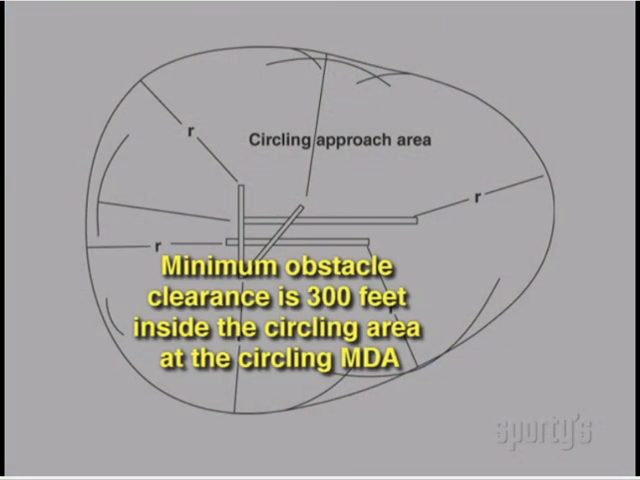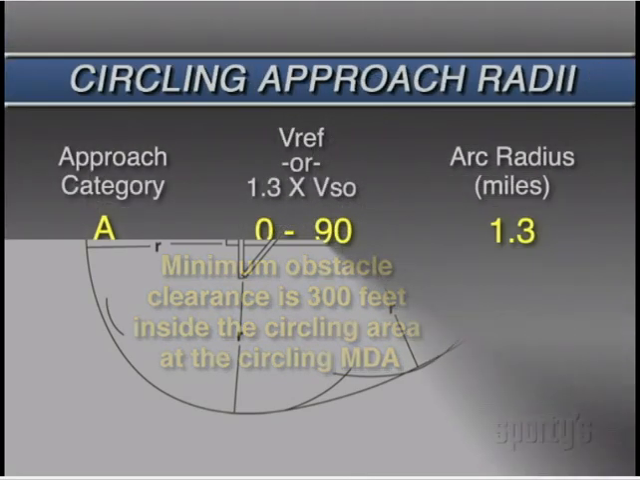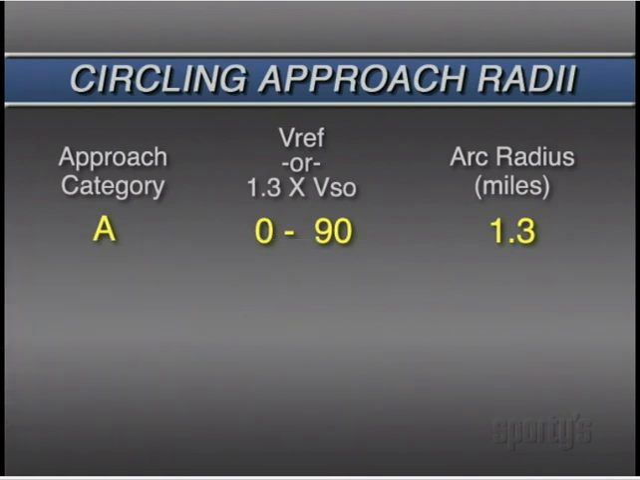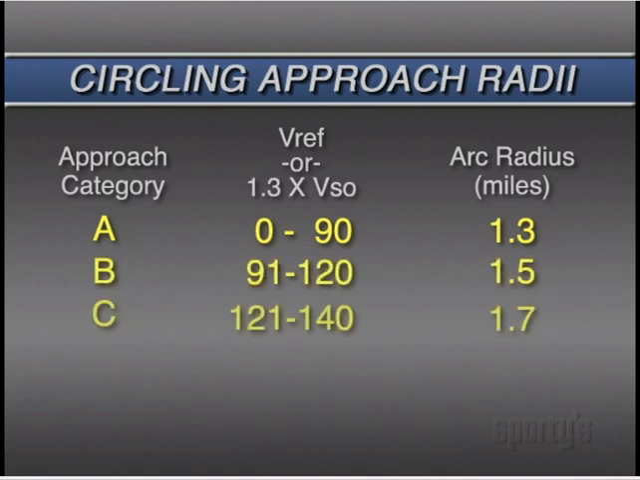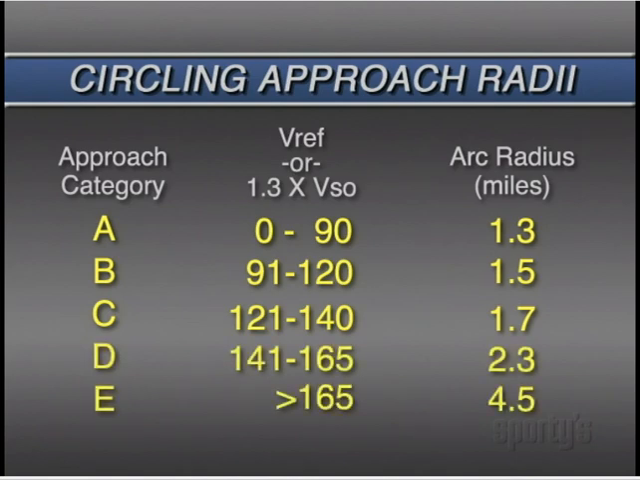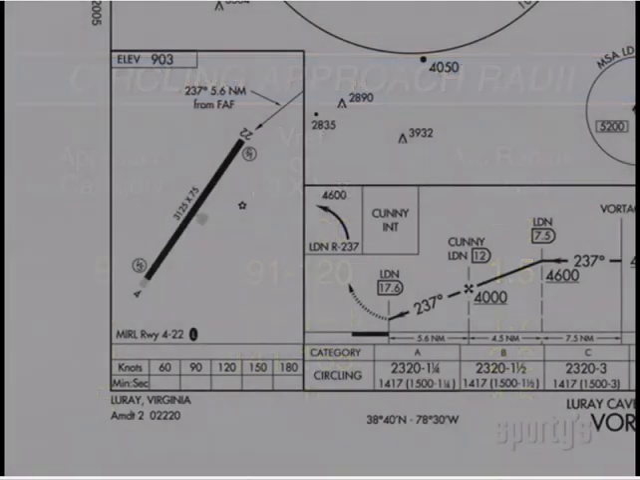The obstacle clearance area for circling approaches is determined by connecting arcs, which extend from the center of the runway ends. MDAs for A category circling approaches are determined by arcs which extend 1 3/10 of a mile from the end of the runways. This distance is increased for each successive category. If you circle an aircraft at a speed higher than its category, you must use the minimums for the higher speed. For example, a Category A Skyhawk being maneuvered at 100 knots would have to use Category B approach minimums.